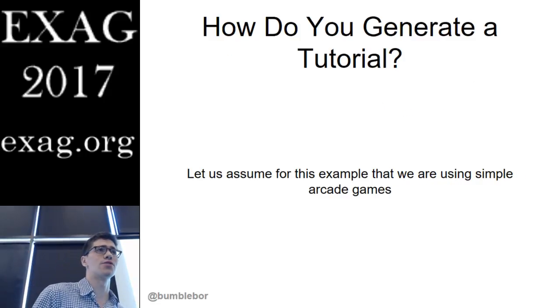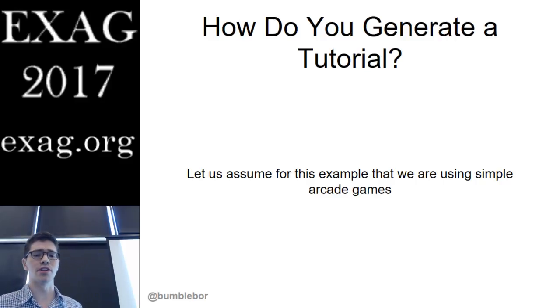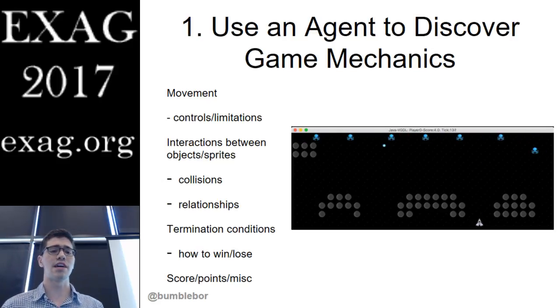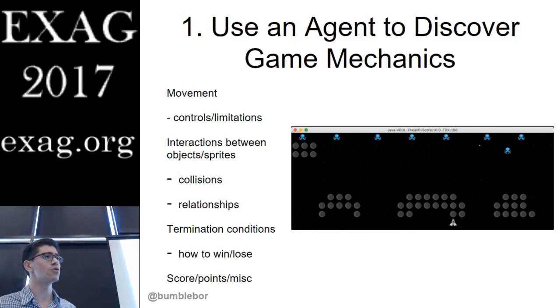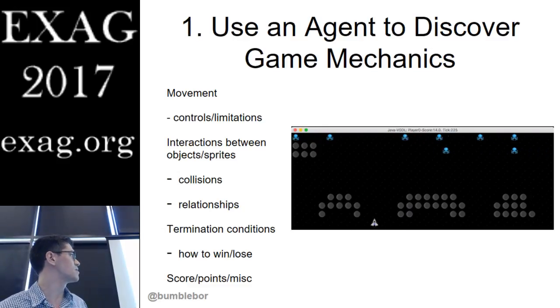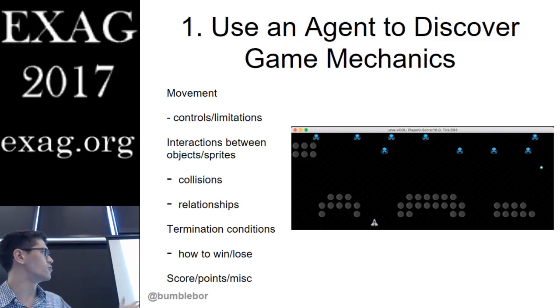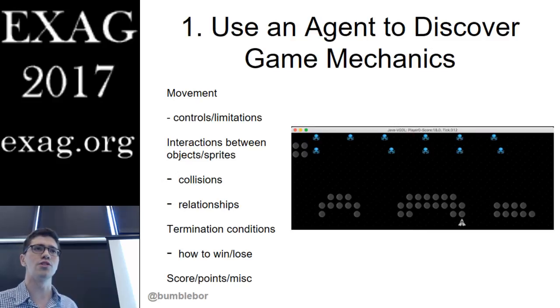So how do you generate a tutorial? For this particular instance, we're going to assume that we're using simple arcade games from here on out. The first thing that you need to do is use an agent to discover game mechanics. Now, what we mean by game mechanics is things like movement. How do you control your player? Here, we're using Space Invaders from the GVG-AI framework, which we're going to go into a little bit later. And you're learning you can move left and right, and you can shoot bullets.